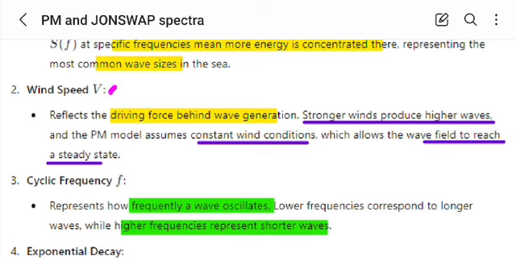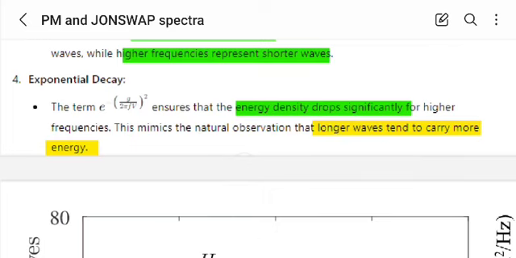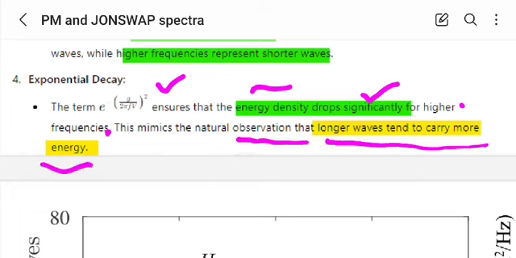Here you can see wind speed. Wind speed is the driving force behind the wave generation, because of wind only the wave is getting generated. Stronger winds produce higher waves. And the PM model assumes constant wind conditions, which allows the wave field to reach a steady state. That means it's a fully developed sea. In that formula, there is an exponential decay that ensures that energy density drops significantly for higher frequencies. This mimics the natural observation that longer waves tend to carry more energy, not the shorter waves.